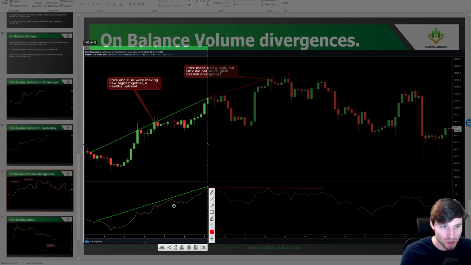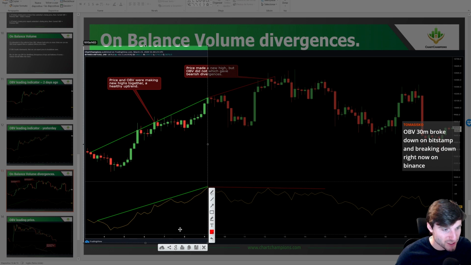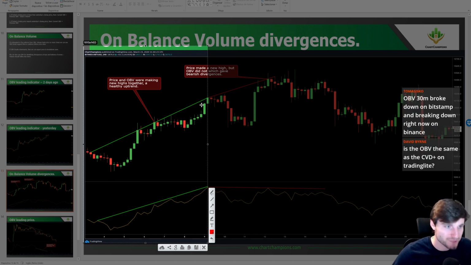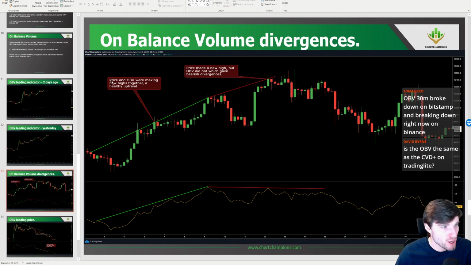At this point, you would expect it to continue because there are no red flags of the volume. And as we all know, volume is massively important in trading. So there's no red flags here. This shows new money coming into the market, essentially. Use this in conjunction with open interest. We can generally say we can see more volume coming in as we're going up higher. That's exactly what you want to see for a healthy uptrend. And as I've written here, price and OBV were making new highs together, a healthy uptrend.